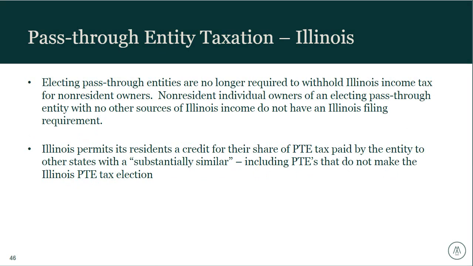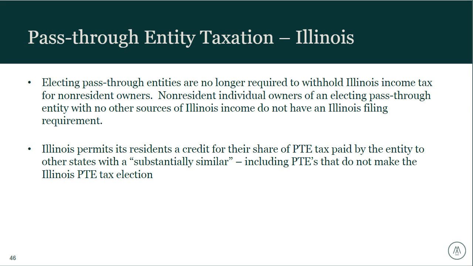With respect to non-resident owners of a pass-through entity that elects into this regime, all their Illinois income tax is assessed against 100% of their Illinois source income, so they don't have to file. They are relieved from having any individual filing responsibility. Moreover, any pass-through entity that opts into this regime is no longer required to withhold Illinois income tax on its owners, or I'm sorry, on its non-resident owners.